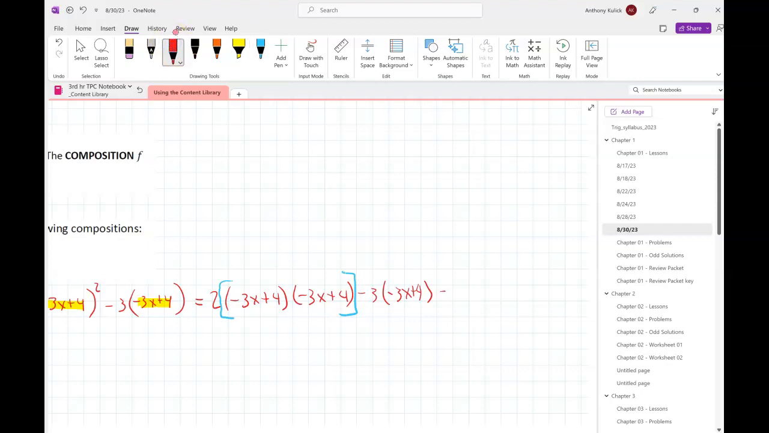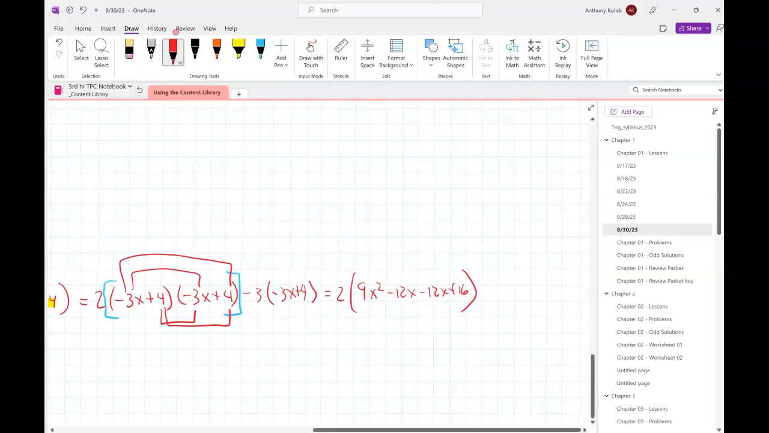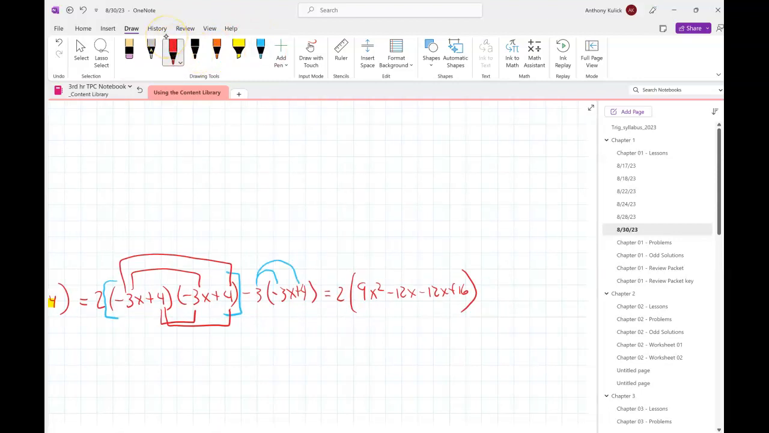So let's just FOIL this. So I still have that 2 out front. Negative 3x times negative 3x is 9x squared. Negative 3x times 4 is negative 12x. 4 times negative 3x. And then 4 times 4, 16. And let's go ahead and do this at the same time, right? Because we're going to need to do that eventually. X plus negative 12. Everybody's so far so good?